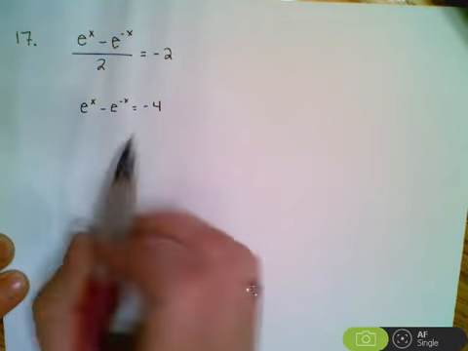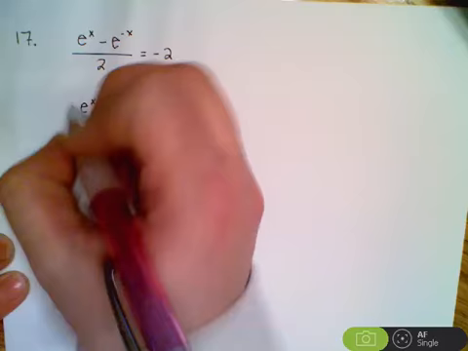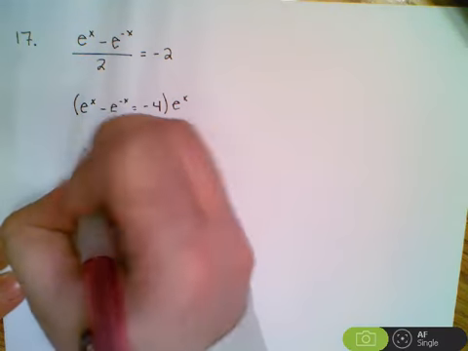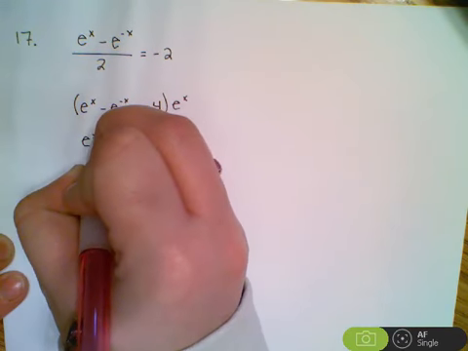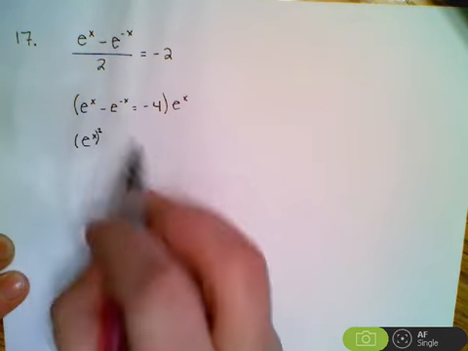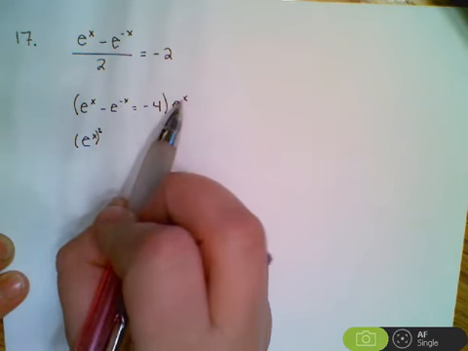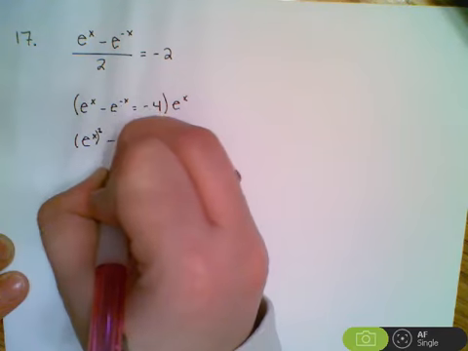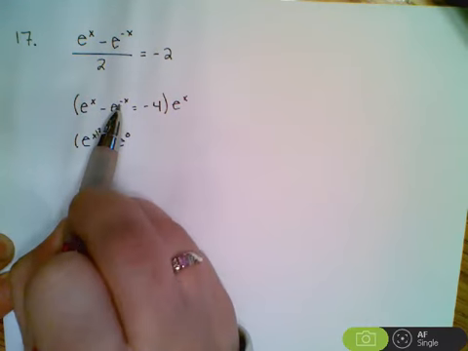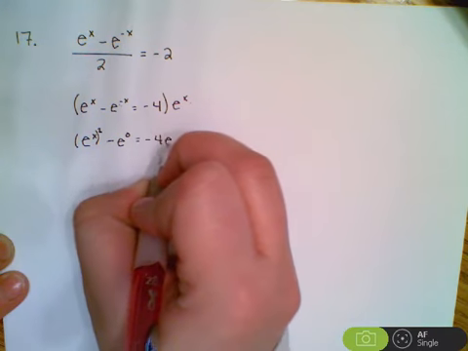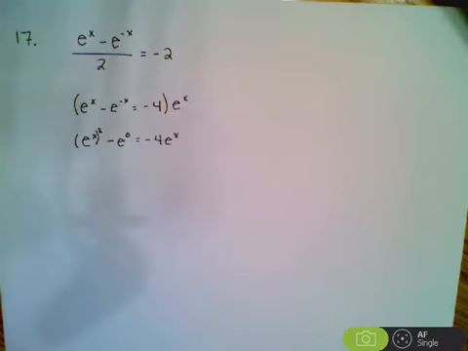In order to do this, I'm going to need an e to the x squared. So I'm going to times everything by e to the x. Because then that would give me e to the x squared times, well, negative e to the negative x times e to the x is equal to negative e to the 0. Because remember, when you're multiplying, you add the exponents. And it equals negative 4e to the x. Then I'm going to move everything over and simplify.